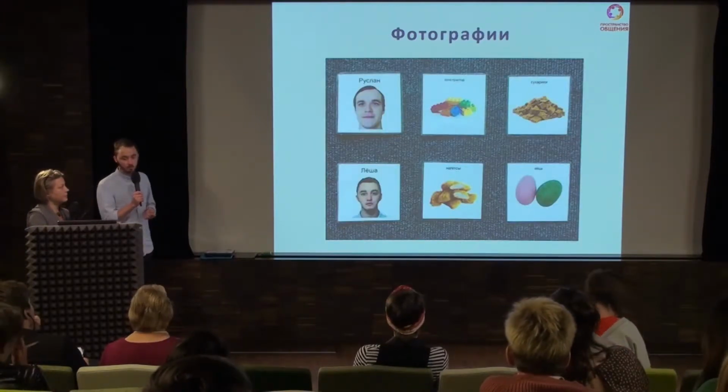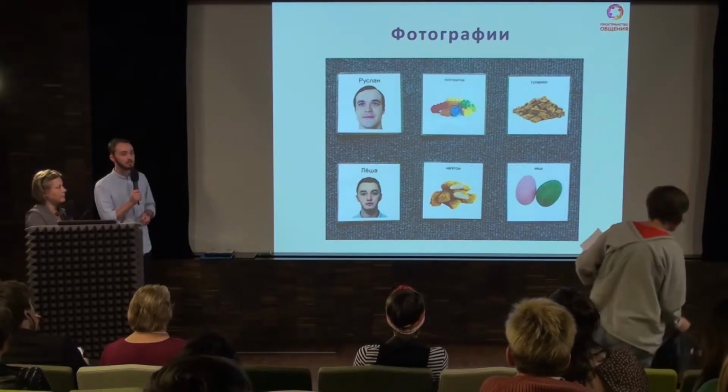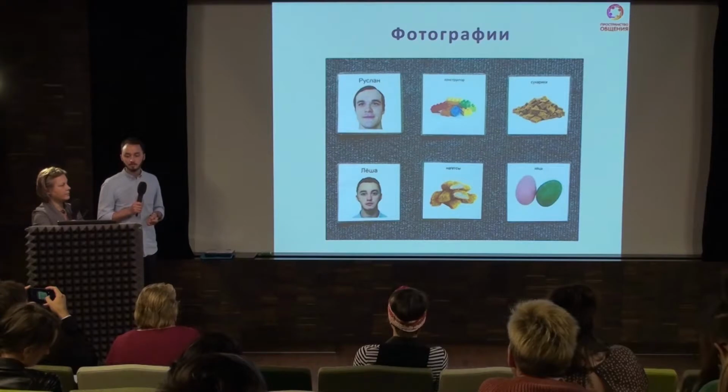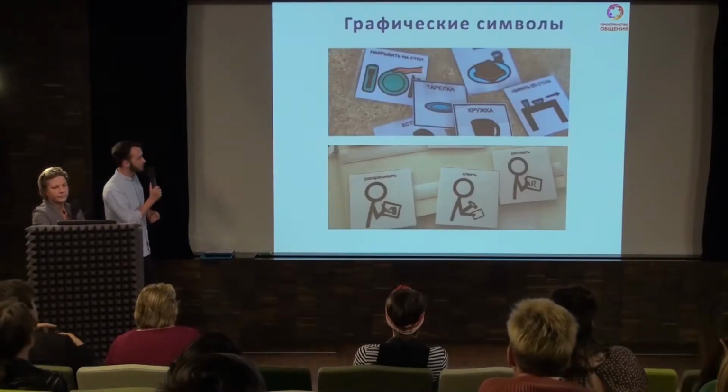So that's the photos that we use. Photos of nuggets can mean that I want to have nuggets for dinner. Pictures of people can substitute addressing them by name. If a person does not use spoken word, they can use a picture as an address form. You can ask for a toy. There are limitations, but they are universally understandable.